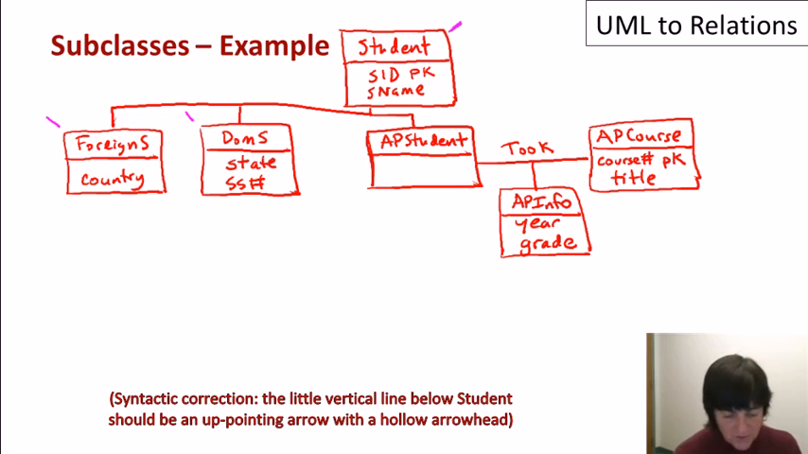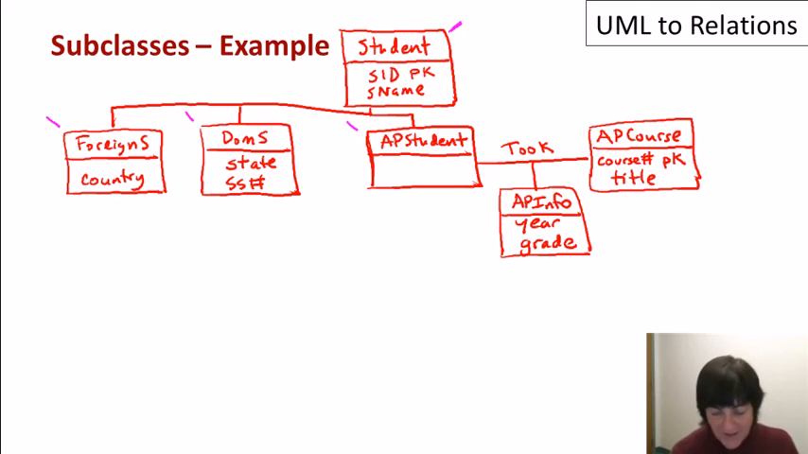And we'll assume that every student is either foreign or domestic. And then some of our students are AP students, and interestingly they have no attributes, but those are the ones who have an association called TOOK with AP courses. AP courses have a course number and a title, and then when a student takes an AP course, there's an association class that says the year they took it and the grade they got.